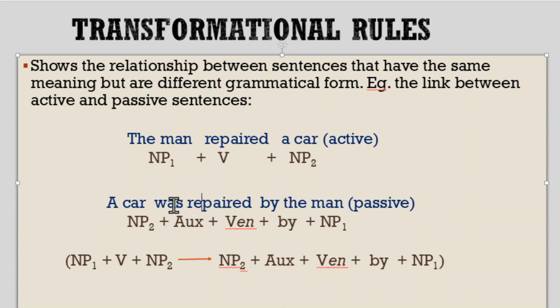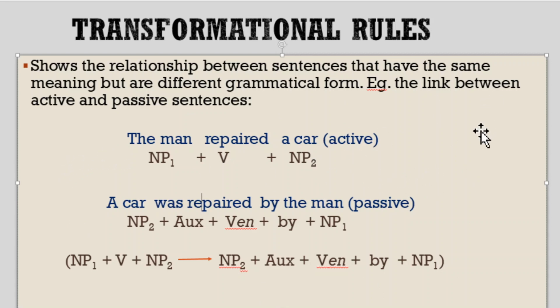Here you have an auxiliary verb that has come in. The past participle of the verb is used. By is a particle that has been used. And then you have the noun phrase, but it is noun phrase 1. So you can draw a phrase structure rule and show the transformational rule here by saying NP1 plus V plus NP2 is the same as NP2 plus auxiliary plus past participle of the verb plus by plus noun phrase 1. So this is transformational rules.